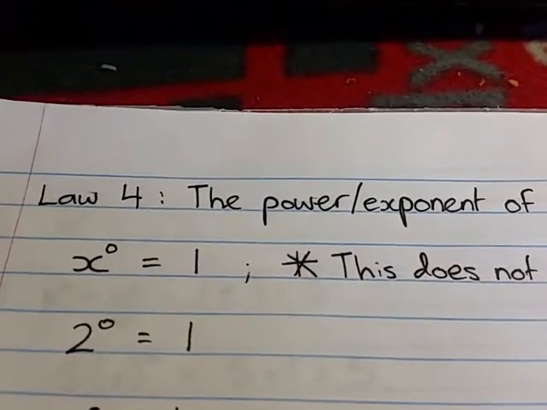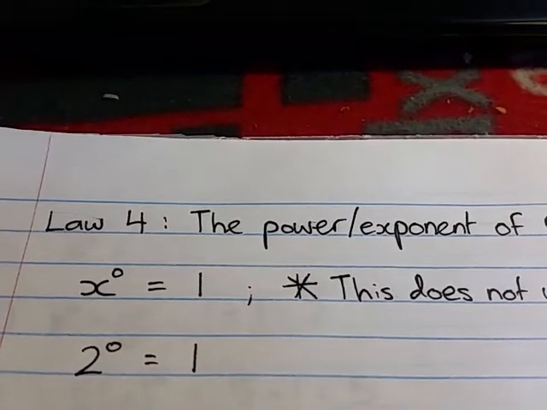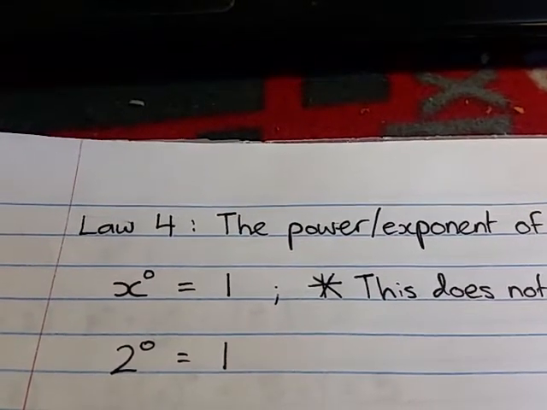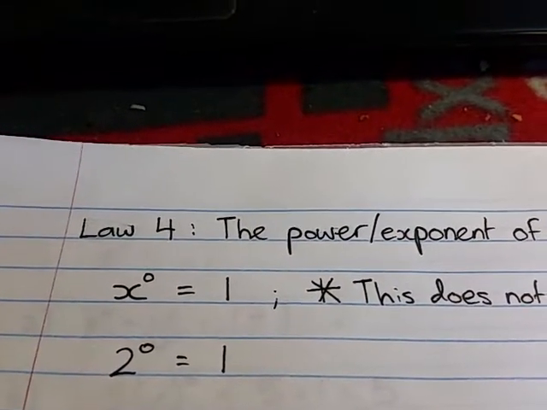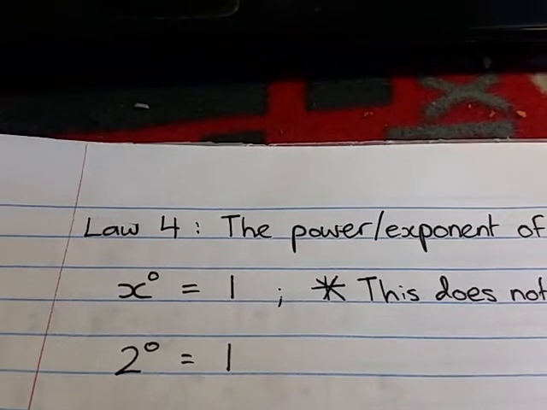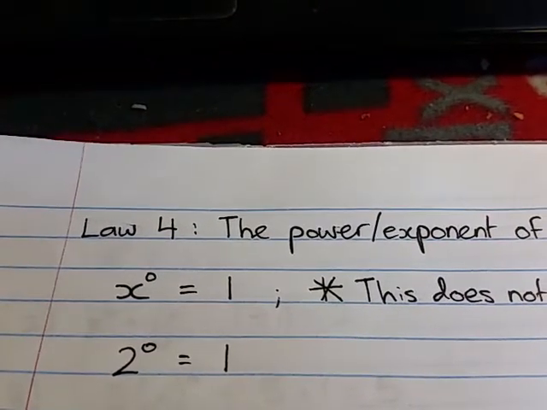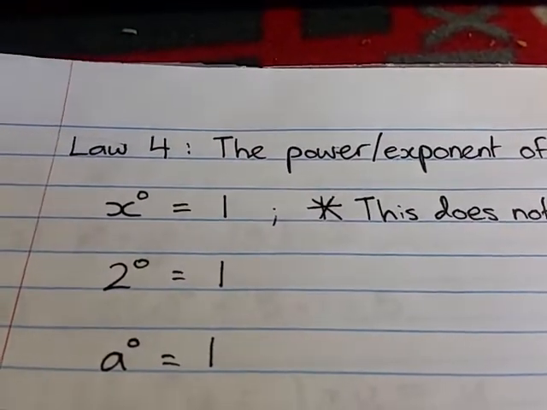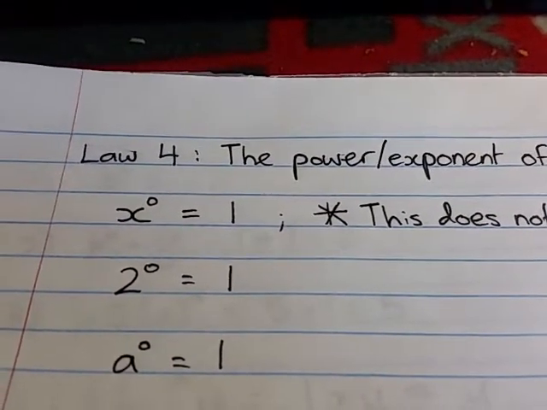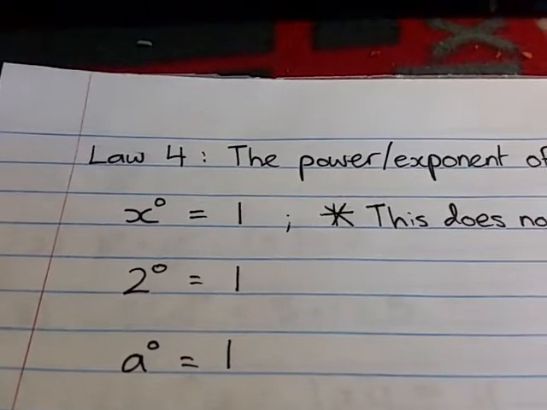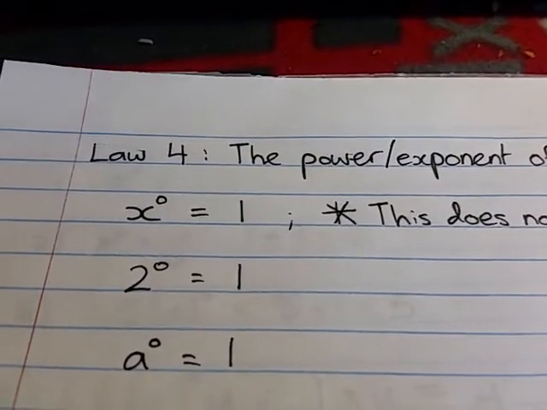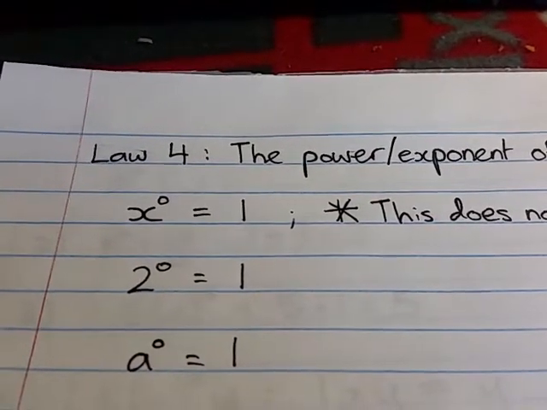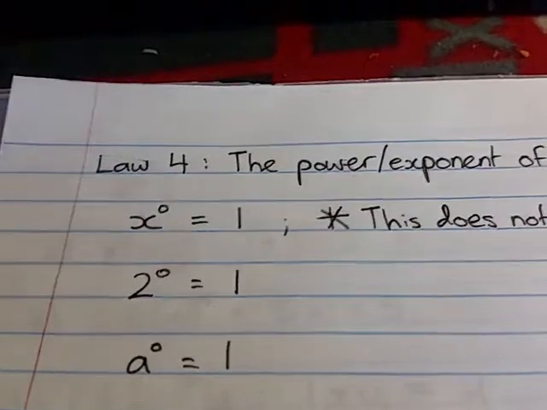So let's look at some different examples and perhaps different circumstances of how this works. So here I got a number 2 being raised to the power of 0, 2 to the power of 0, anything to the power of 0 turns into 1. Even another variable. I used A this time. Whether it's B, C, S, you get the point. Any variable raised to the power of 0 also gives you 1.